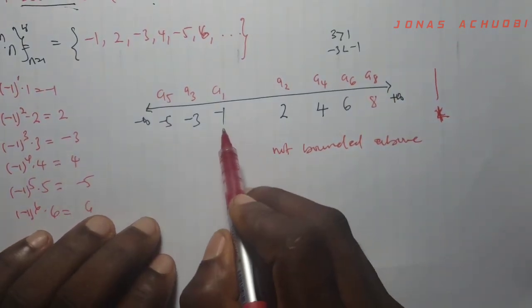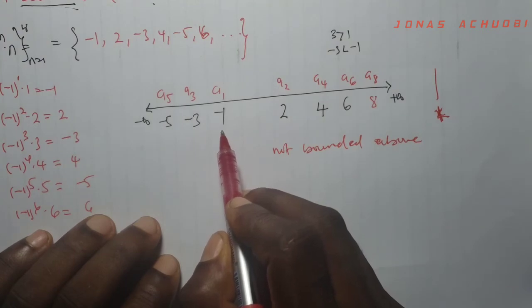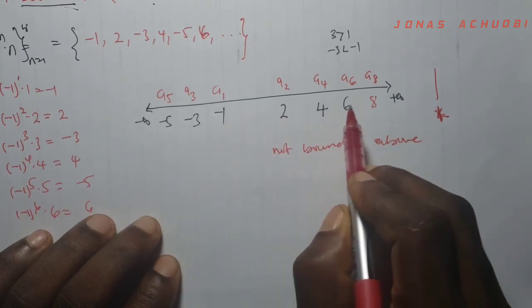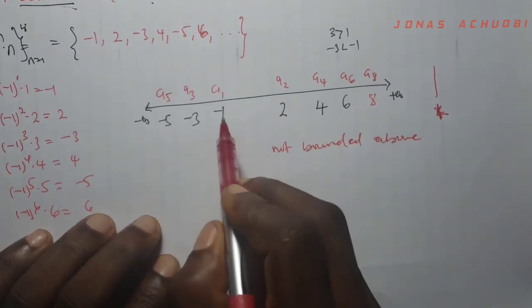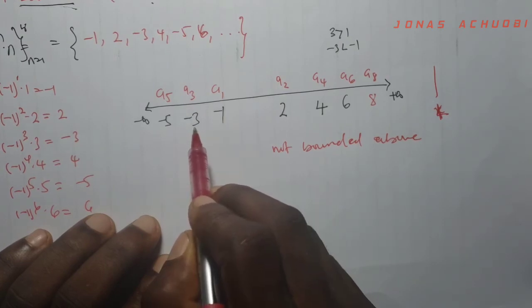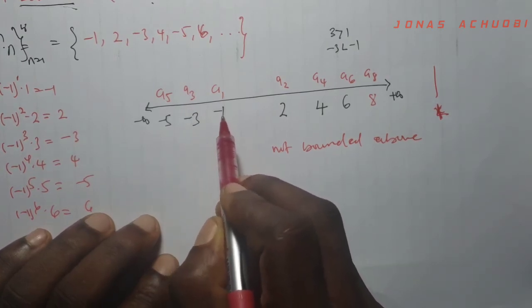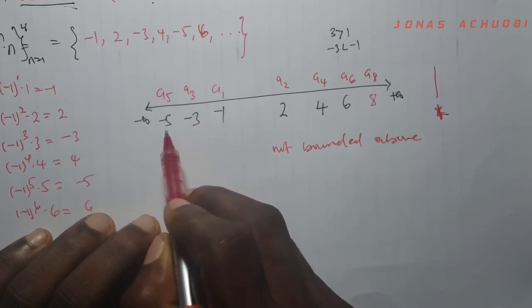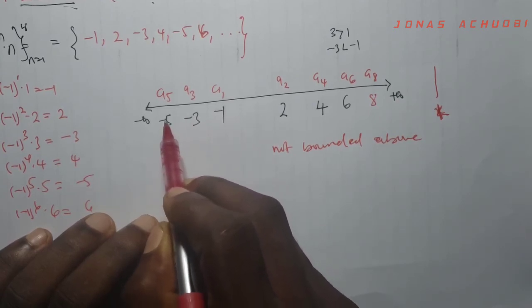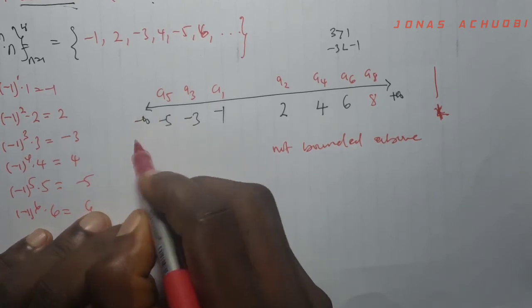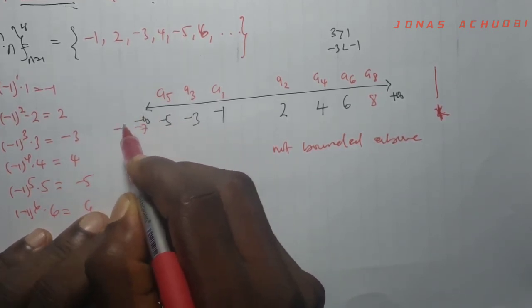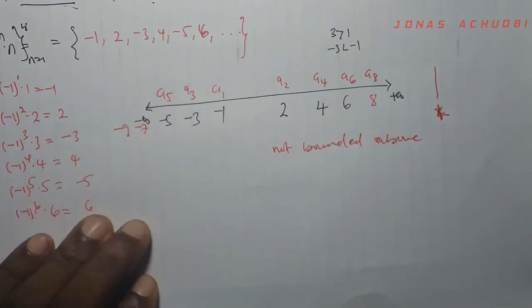If I claim that -1 is my lower bound, that would mean that -1 is smaller than every other term of the sequence. -1 is smaller than 2, 4, 6, and 8, and of course to the right. But -1 is bigger than -3. So -1 cannot be the lower bound. -3 also cannot be, because -3 is bigger than -5. -5 cannot be, because -5 will be bigger than the next term, which will be -7. -7 cannot be, because it will be bigger than -9.